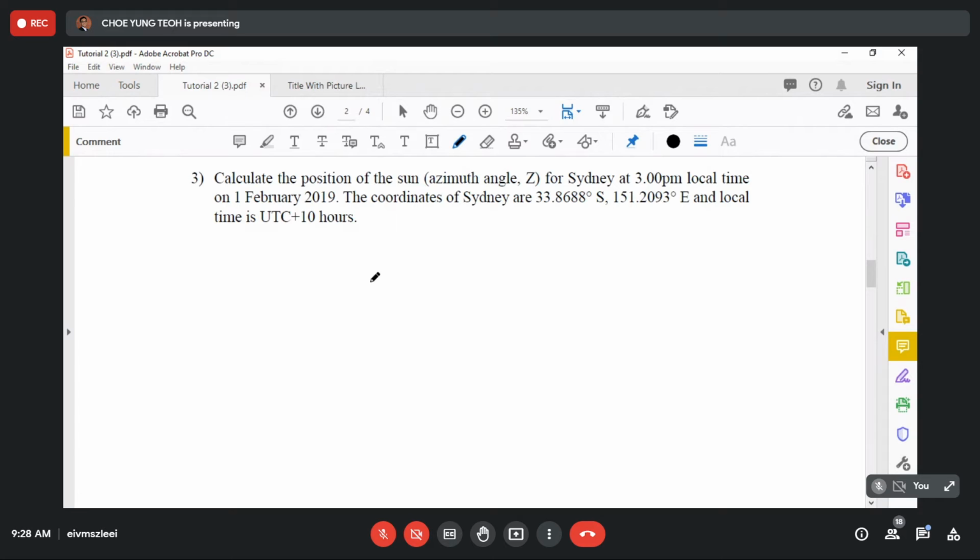Azimuth angle. So to get the azimuth angle, what equation can you use? I think it's very straightforward. You use the equation for azimuth angle.